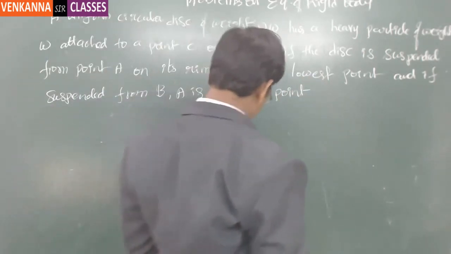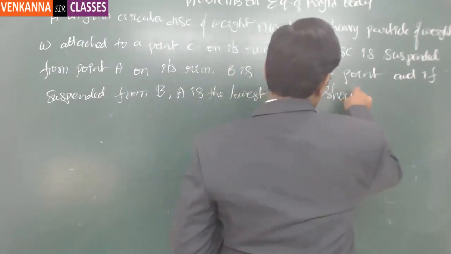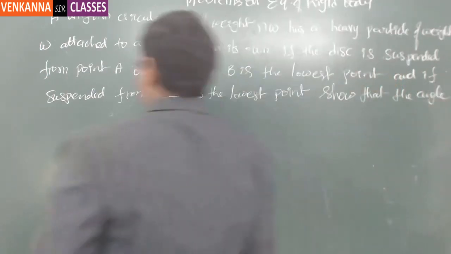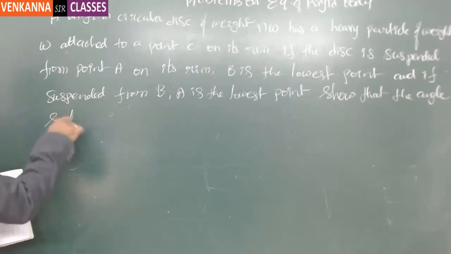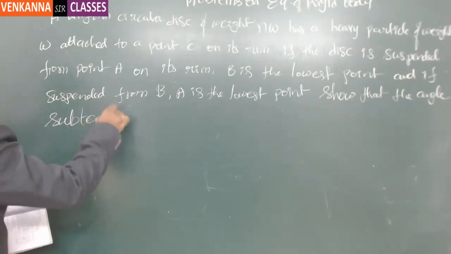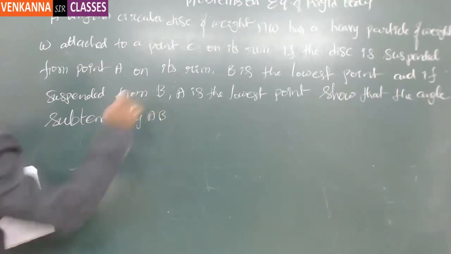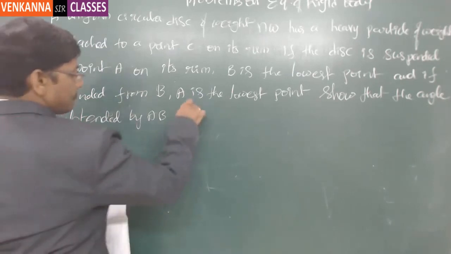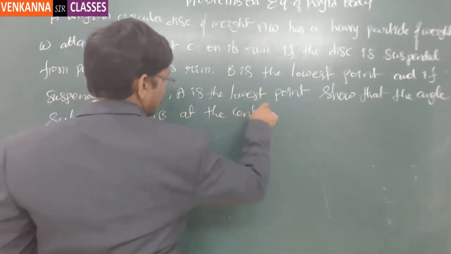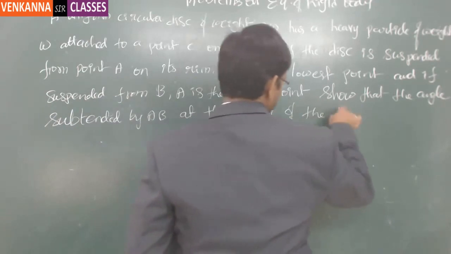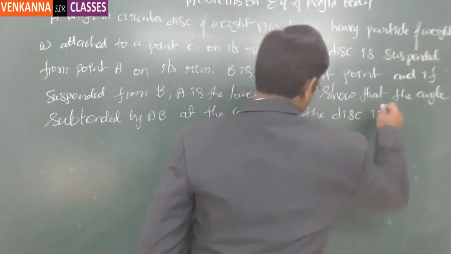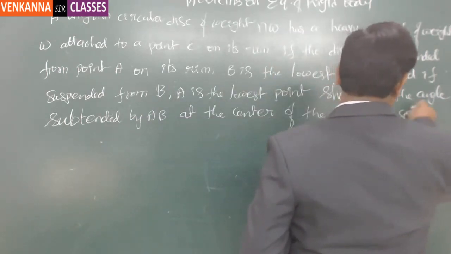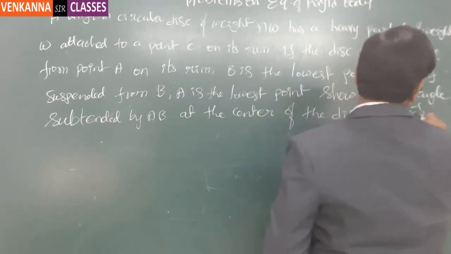Show that the angle subtended by AB at the center of the disk is 2 times secant inverse of 2 times n plus 1.